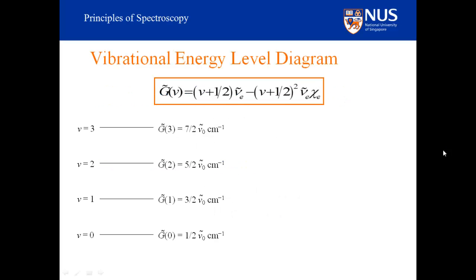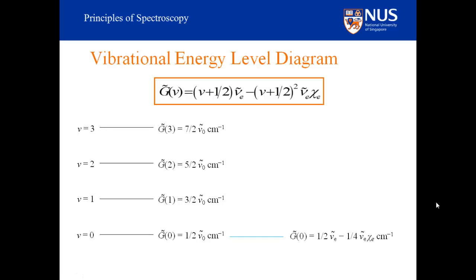So how has this changed things? This is our new vibrational energy term where we take into account our anharmonicity. All it is is a perturbation to our harmonic solution. And this here was our harmonic solution. When V was equal to 0, the vibrational energy was equal to a half nu 0. When V was equal to 1, our energy was equal to 3 halves nu 0, and so on and so forth. Let's see what happens when we include anharmonicity.